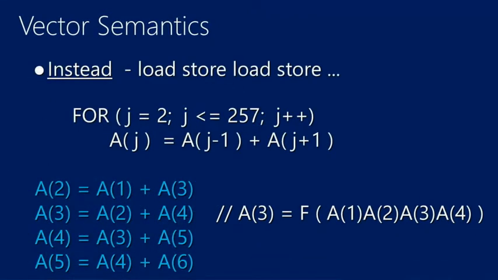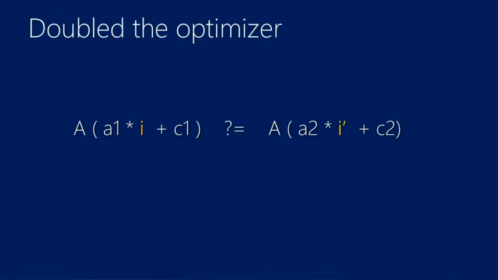Now, if you look at the sequential loop, and I won't animate that, fortunately, you'll see that A sub 3 is a function of A1, A2, A3, A4. So clearly, that's a visual for why we've got to do the math to prove that it's legal to vectorize. Basically, we doubled the size of the optimizer and its analysis in order to actually model simple equations like this.